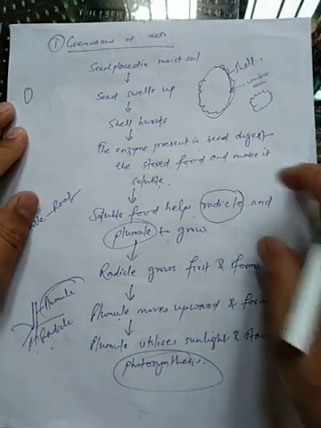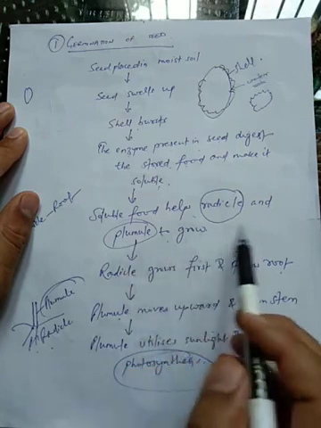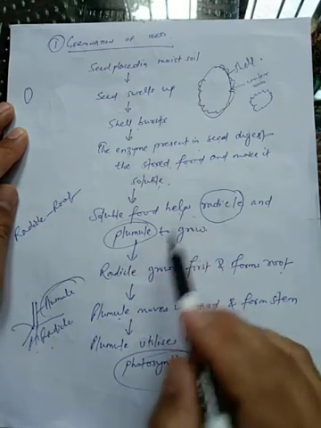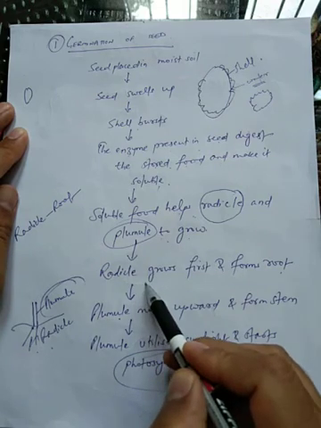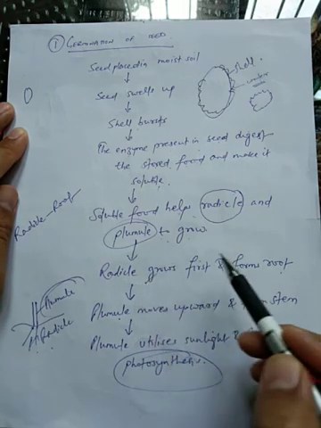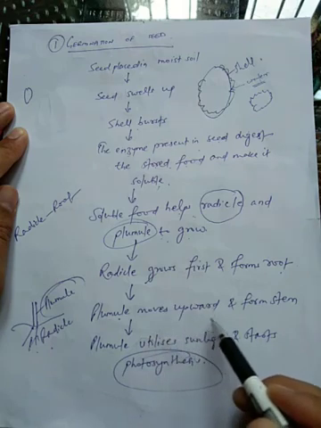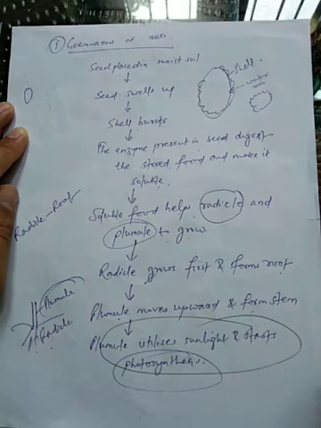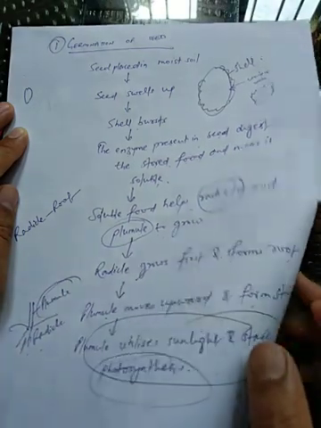Now ultimately, the soluble food helps the radicle and plumule to grow. The radicle grows into the first root and the plumule moves upward and forms the stem. This plumule utilizes the sunlight and starts photosynthesis.